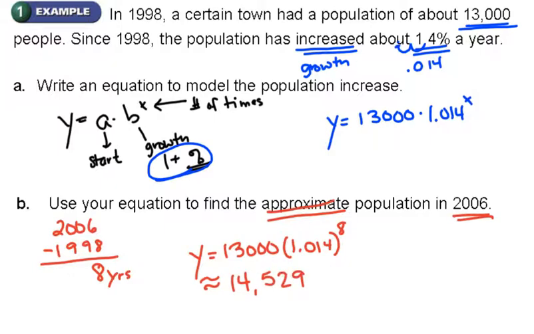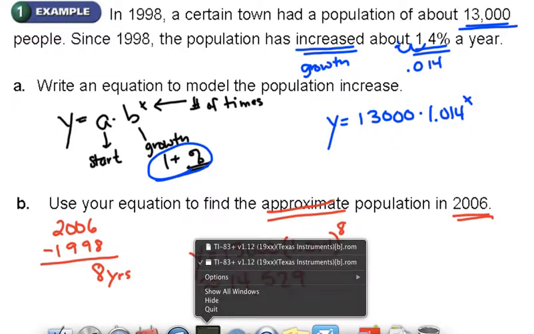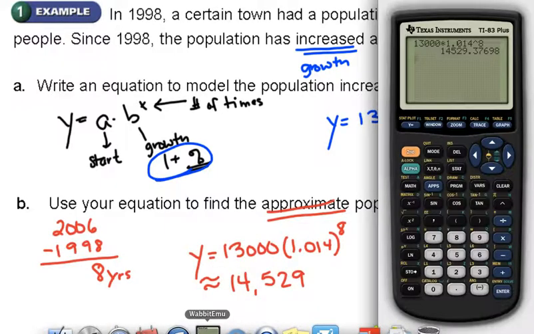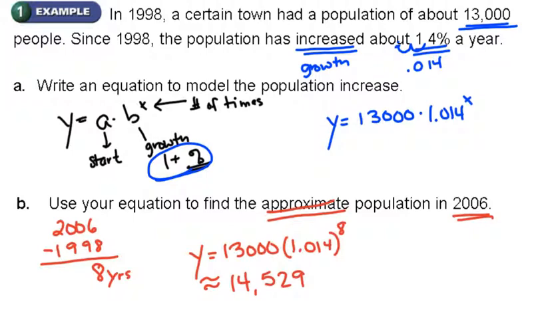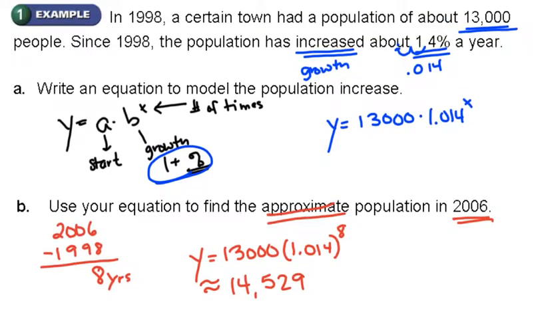So we're going to do approximately 14,529. Is that what I said? Yes, okay. Getting old, guys. Yeah, I was going to say, I didn't think there were any other parts.